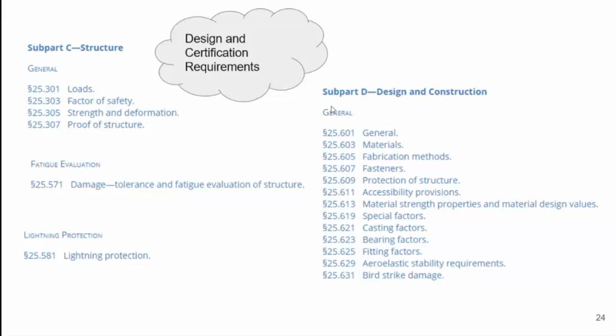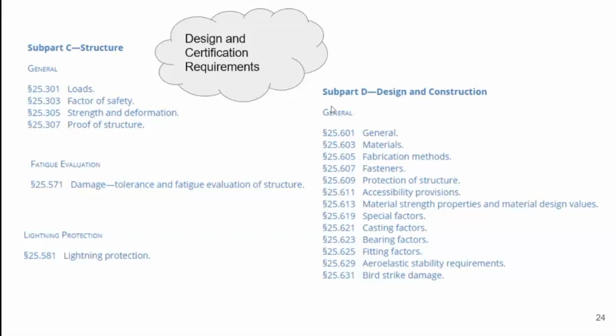We also have numbers, those are paragraph numbers. For example, in structure, 301 loads, 303 factor of safety, which I have discussed earlier, 305 strength and deformation, and 307 proof of structure. We'll go through it briefly later on. We also have 571 damage tolerance and fatigue evaluation of structure, and 581 lightning protection. We have also several issues on that.